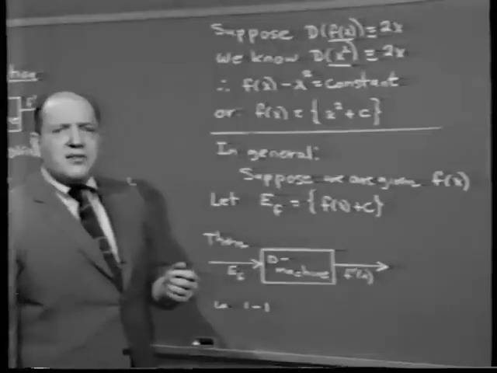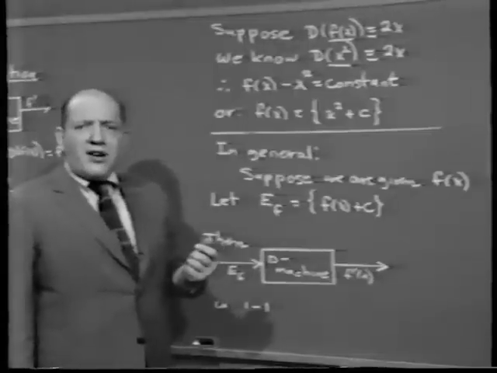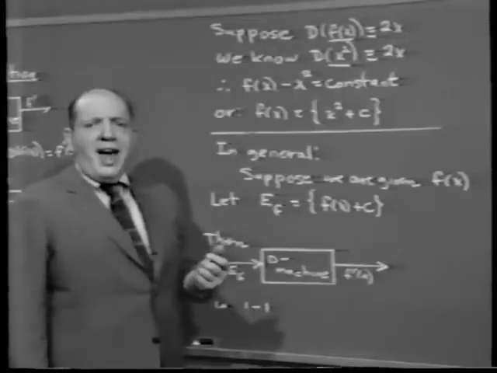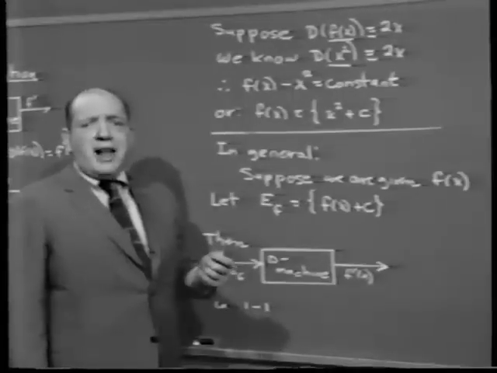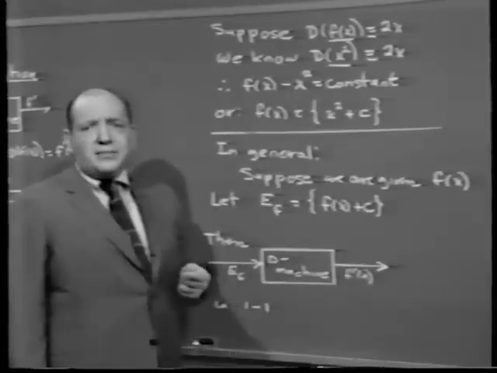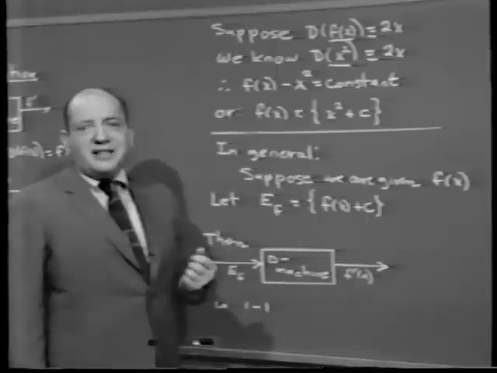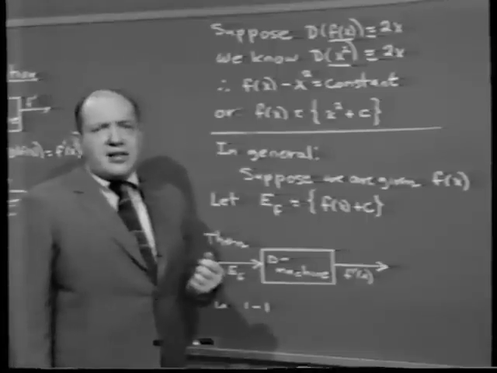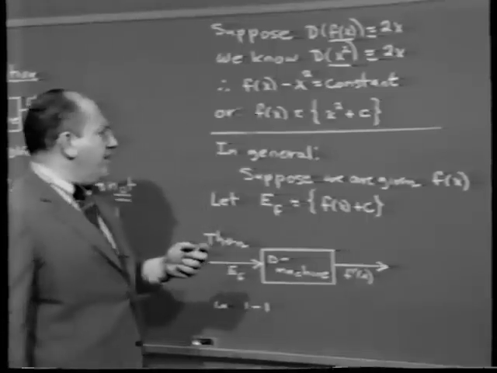What the mean value theorem tells us is not only does every function of the form x squared plus c have its derivative equal to 2x, but that every function whose derivative is 2x has the form x squared plus c. To generalize this, consider the following.